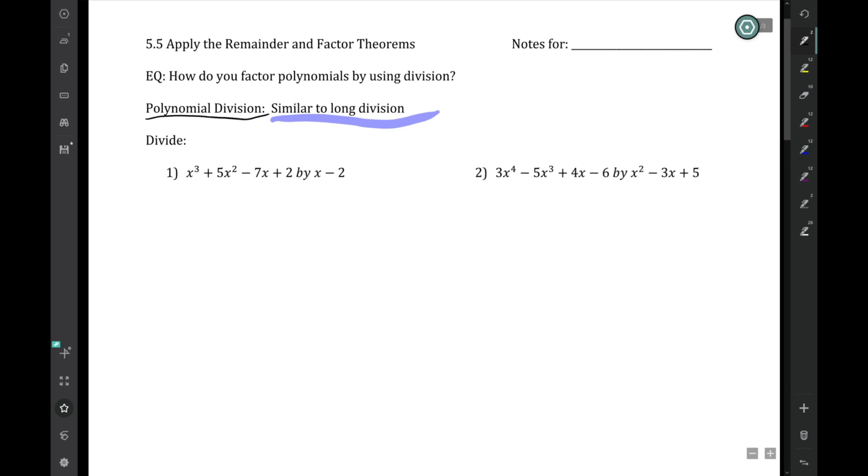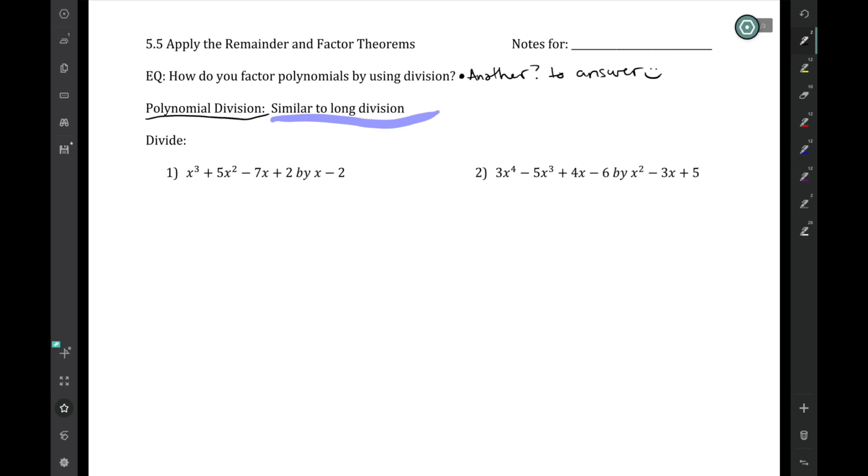How do you factor polynomials by using division is the essential question, but don't stop right there. There will be another question to answer at the end, so don't think you're getting out of it easy. Okay? Alrighty, so let's divide this first one here. Just right on into it. Stretch out, get ready to go.